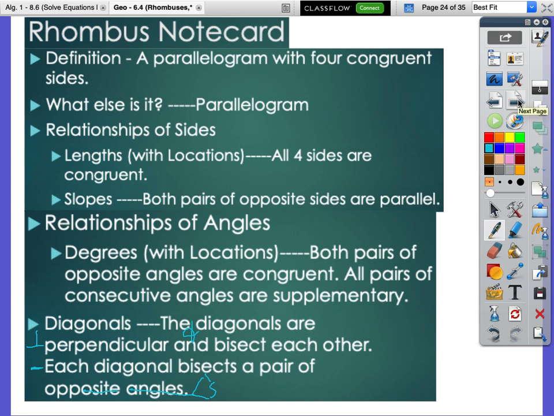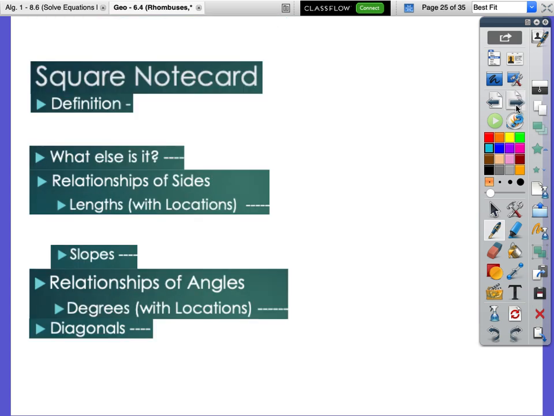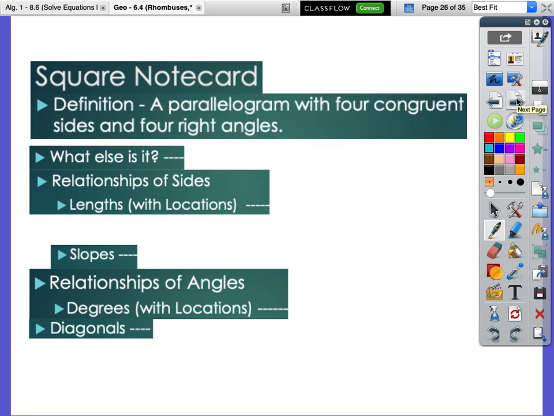Are we good? Yeah. Going on to a square. You gotta do square note card stuff. The last one we're gonna do today. Square note card. Definition: a parallelogram with 4 congruent sides and 4 right angles.